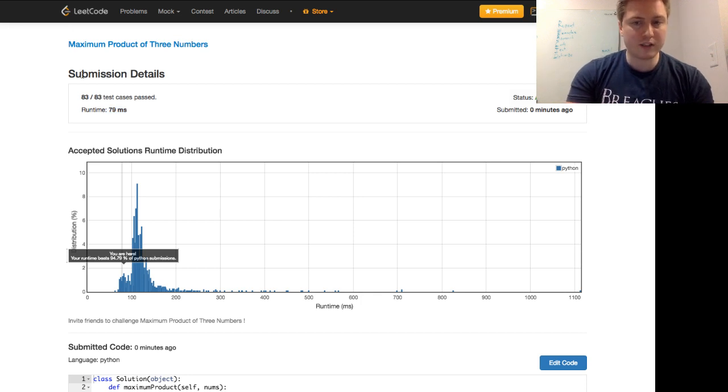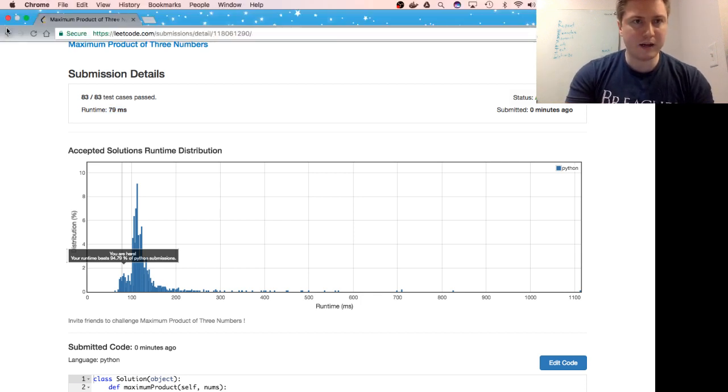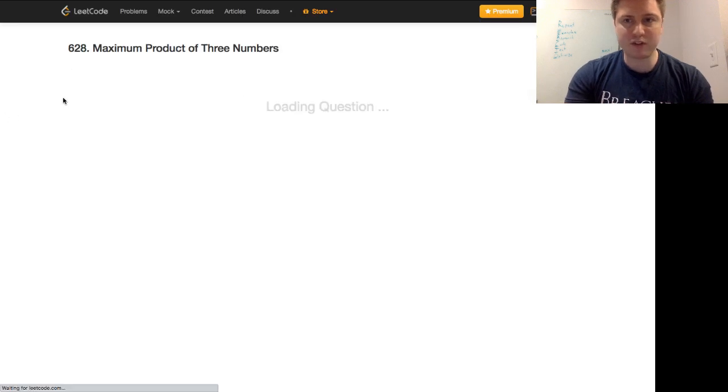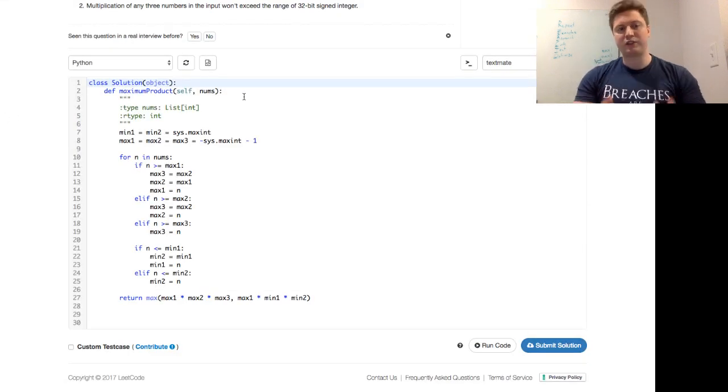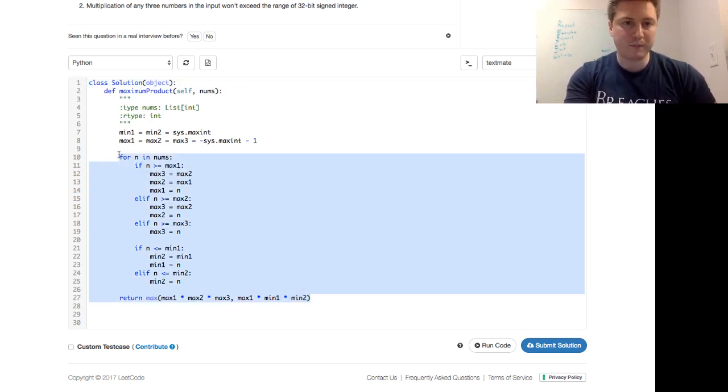So yeah, this was the maximum product of 3 numbers. A nice little Leetcode easy, but I think it was just fun to kind of walk through 3 different ways to do it. And I think this solution is the best for this problem, or at least the fastest. The first solution I don't think is really good for anything. The second solution is the most terse, the one that's sorted.